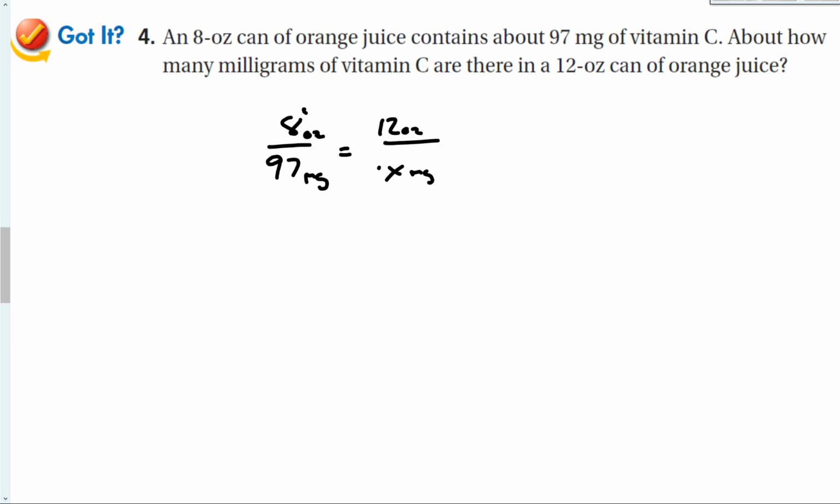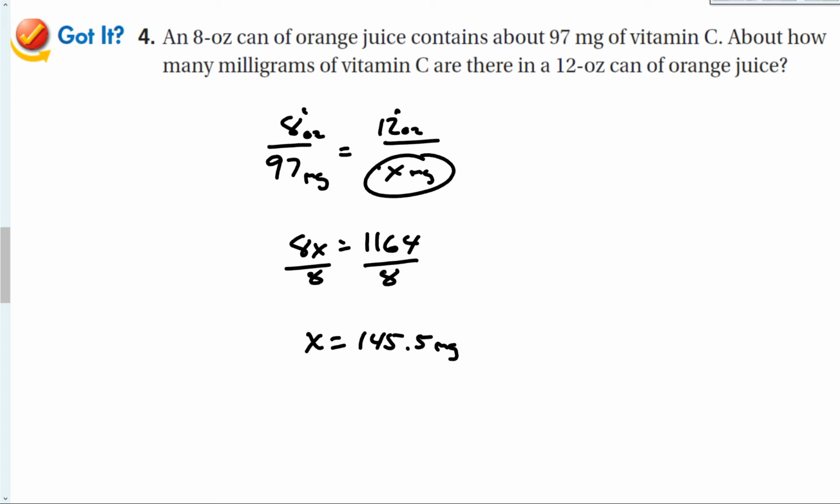Cross multiply, 8 times the x gives me 8x. 12 times 97 gives me 1164. Divide out the 8. And we're going to get a fraction or a decimal. In this case, probably better to use a decimal. 145.5. And that's going to be milligrams. Does your answer make sense? Sure. We have a bigger can, so we're going to have more milligrams of vitamin C.